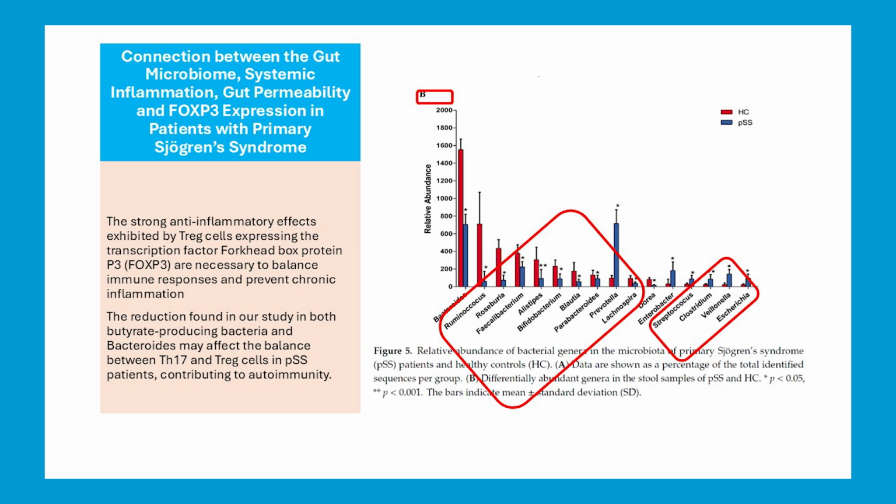Classic health promoters I mention all the time, like Ruminococcus, Roseburia, Faecalibacterium, Alistipes, Bifidobacterium, and Lachnospira are significantly higher in the healthy controls, while classic opportunistic pathogens I frequently mention, like Streptococcus, Veillonella, and E. coli, are significantly higher in Sjogren's.